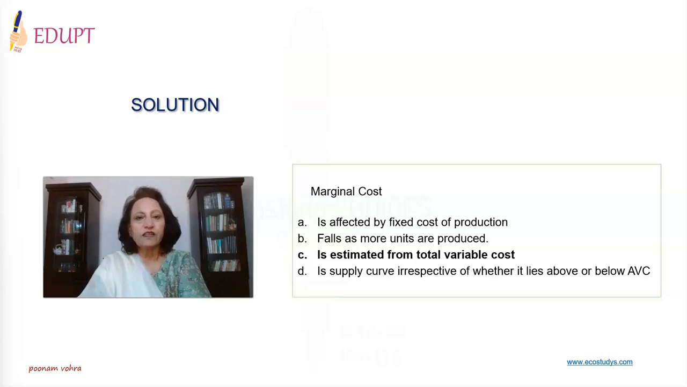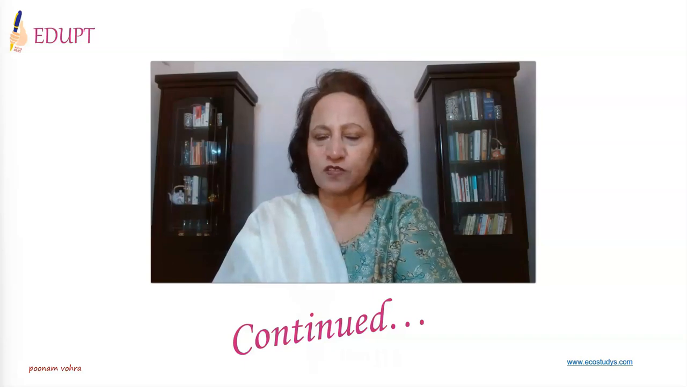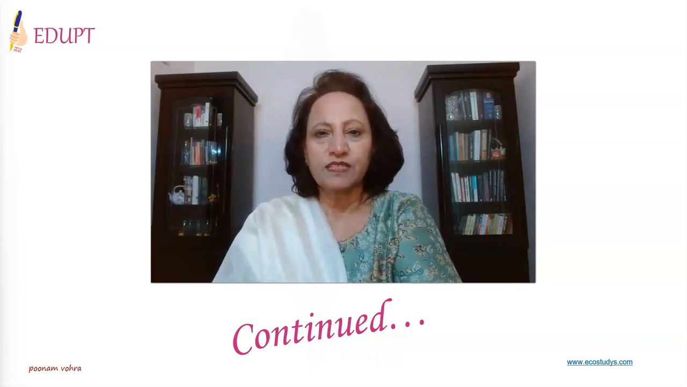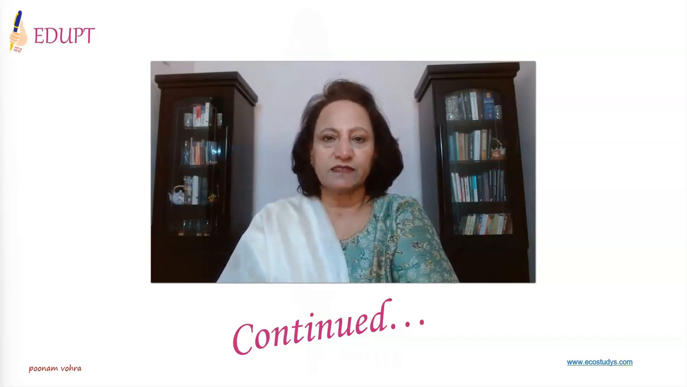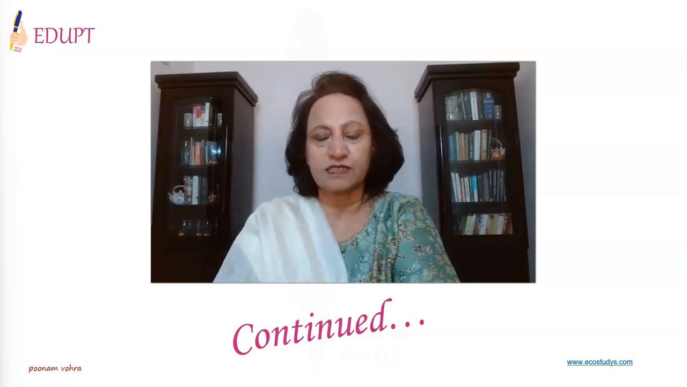Please check your answer. The correct answer is option C. That is, marginal cost is estimated from total variable cost. I hope you have understood the concept of marginal cost. With this, the session comes to an end. The next session would focus on the relationship between the costs.